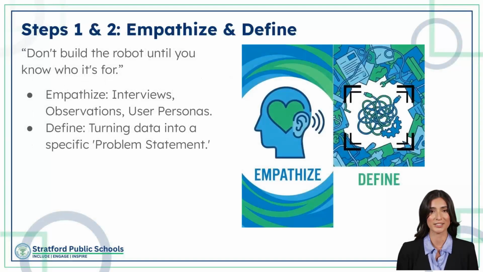The process begins with the hardest step for students, stopping. They want to rush to the solution. But the empathize phase forces them to look outside themselves. Who is this for? What do they need? Once they have that data, they move to define. This is where they frame the problem. Instead of make a bridge, the problem becomes build a way for a squirrel to cross the road safely. The tighter the definition, the better the design.